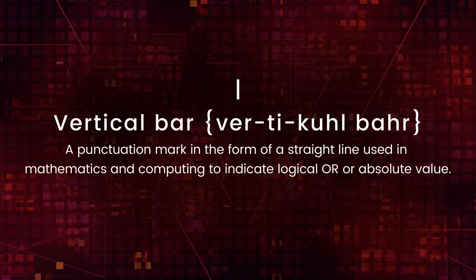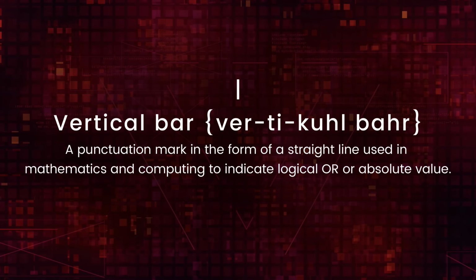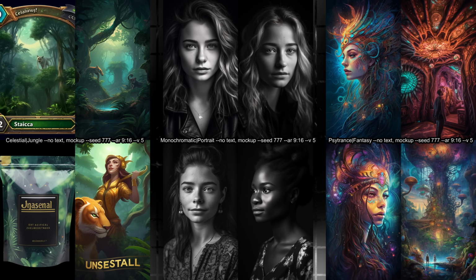Vertical bar. A punctuation mark in the form of a straight line used in mathematics and computing to indicate logical or absolute value. The images are starting to look so similar to me it's hard to tell the difference. And yet this symbol does generate quite different images. But some of them look the same as many other symbols have generated.